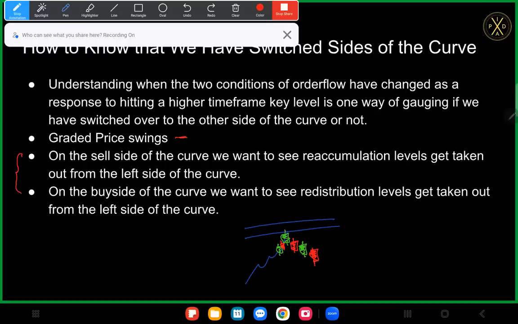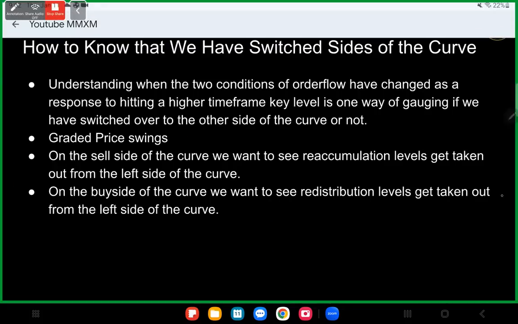And now the more important parts are these two right here. So on the sell side of the curve, we want to see the reaccumulation levels get taken out from the left side of the curve. And on the buy side of the curve, we want to see the redistribution levels get taken out from the left side of the curve. So I have some chart examples to try and illustrate this. But these 2 points right here should clear up a lot of things for you guys and connect a lot of dots in terms of understanding the market maker models. All right, so let's go ahead and go on to those chart examples.